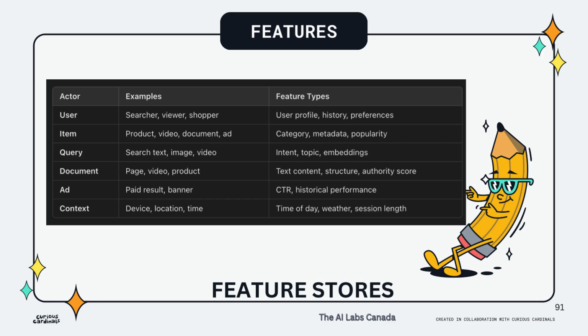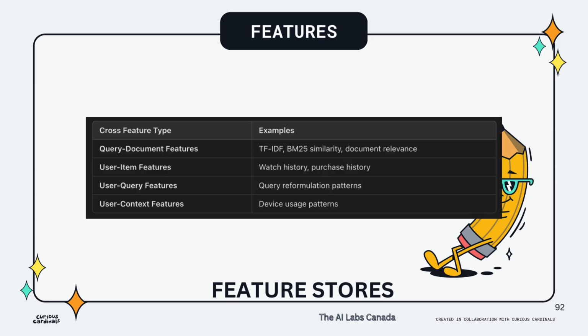There could be cross features that you can generate. In this case, I can think of query-document features, which will use TF-IDF and BM25 similarity. Another one could be user-item features, like watch history for a particular user for a particular item, user-query features, so query reformulation patterns, and user context features.